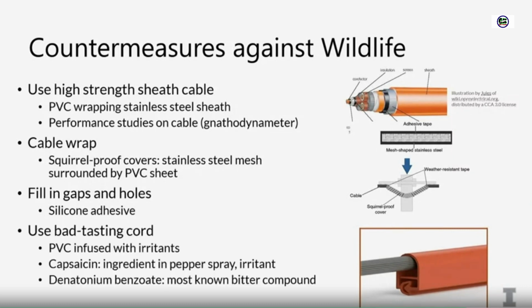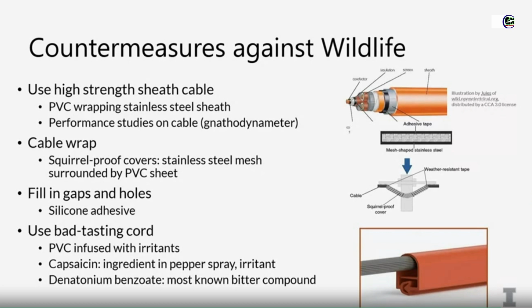Another thing you can do is use cord that tastes bad to animals. They sell wiring with sheaths where the PVC is infused with irritants. One thing they do is they sell cable with pepper spray in it. They have capsaicin in there. So when an animal bites into it, it feels really hot and spicy to them. There's other sorts of cable that have very bitter compounds in them, like denatonium benzoate, which is the most known bitter compound. So when an animal bites into it, it tastes really bitter.